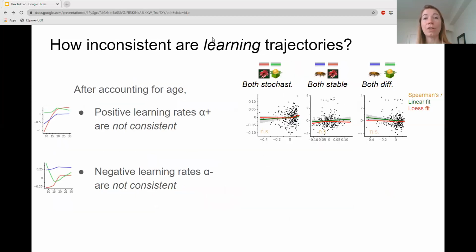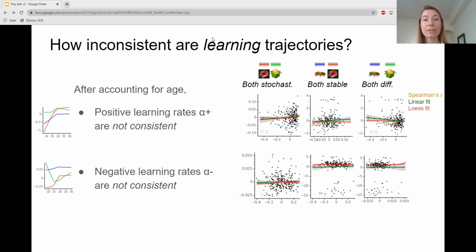So what happened to our learning parameters? All of our positive learning rates go up or are stable, but it turns out there's no consistency between them across tasks. If you don't remove the effect of age, we can happily predict one task from another, but after controlling for age, there's no information left. And the same is true for negative learning rates. This suggests that learning parameters really capture different aspects across different tasks.